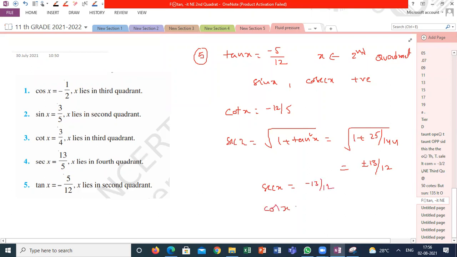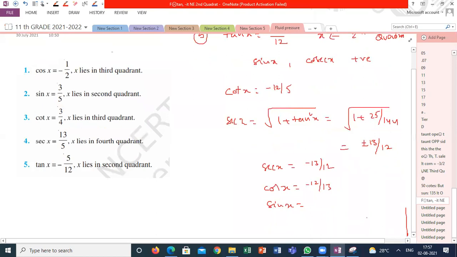Cos x is minus 12 by 13. So from here sin x is how much? Sin x is plus 5 by 13. Yes, sir, 5 by 13. Cosecant is 1 by sin x, so 13 by 5.